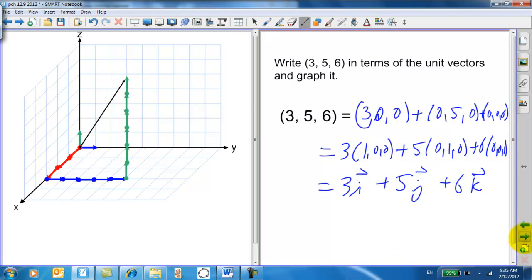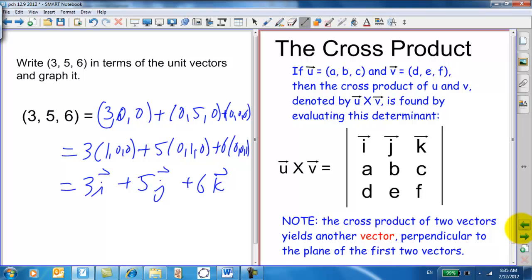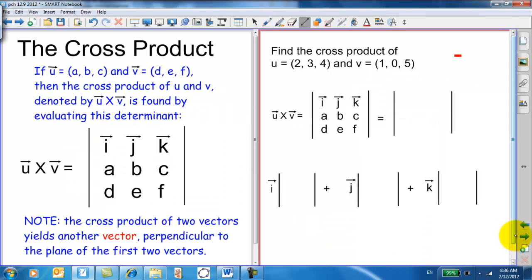Okay, now these are going to help us do the cross product. Because to do the cross product between two vectors, we just put a row of unit vectors along the top row of the determinant, then the first vector, a, b, c, and then the second vector, d, e, f. And the result that we're going to get from this is a whole other vector, perpendicular to the plane of the first two.